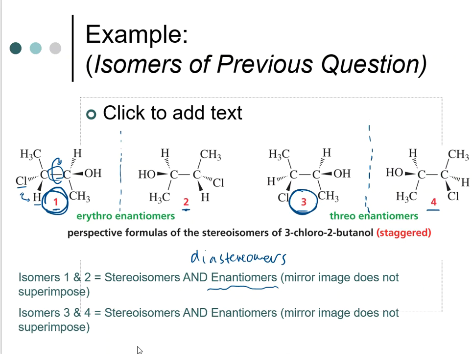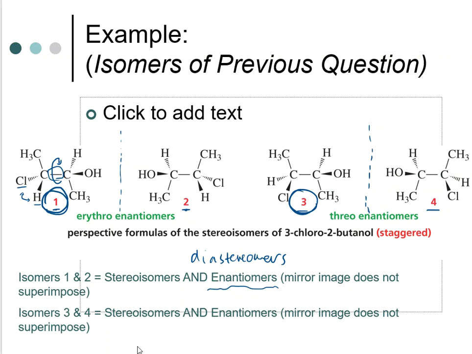And then we said in particular, if they are mirror images, then that's the definition of an enantiomer. And then if they're not mirror images, but they are still different in the way that they point, we call those diastereomers. All right, so let's do an example, shall we?